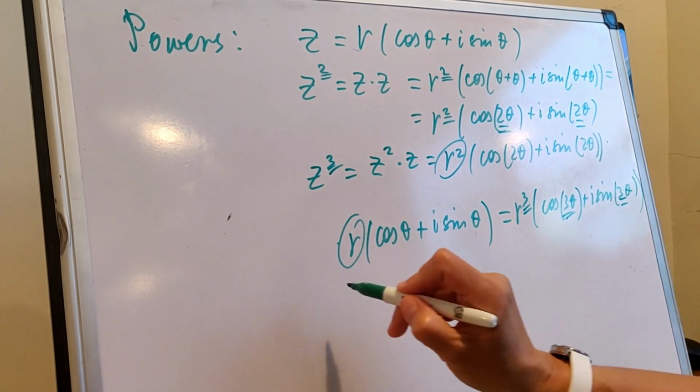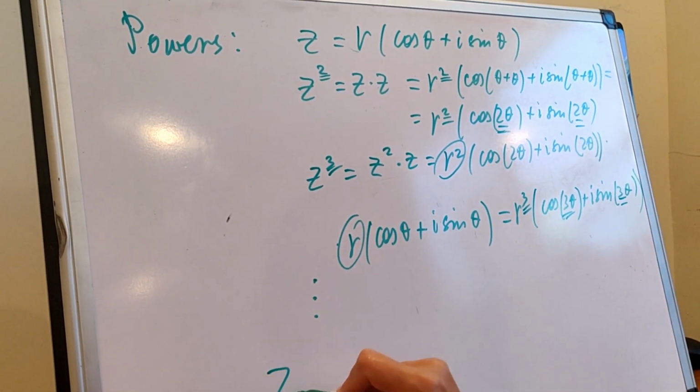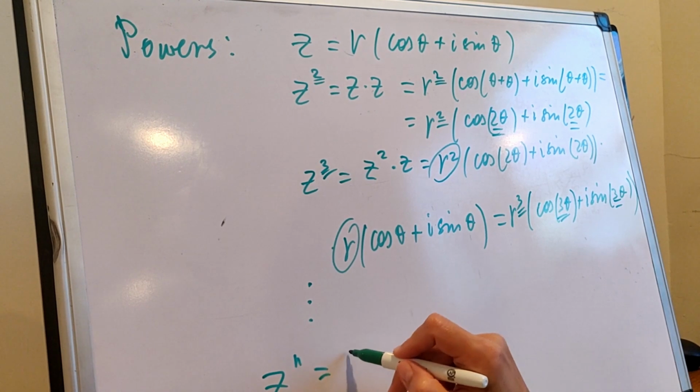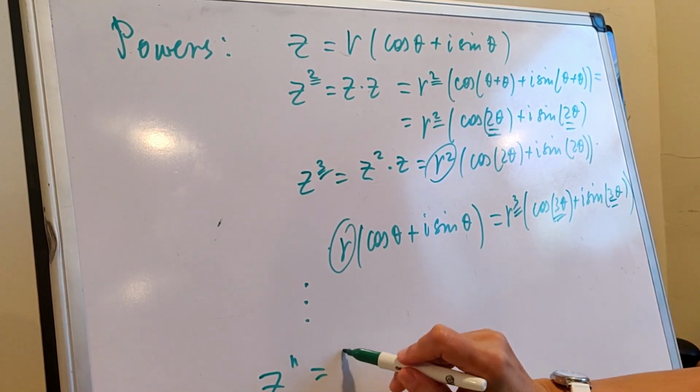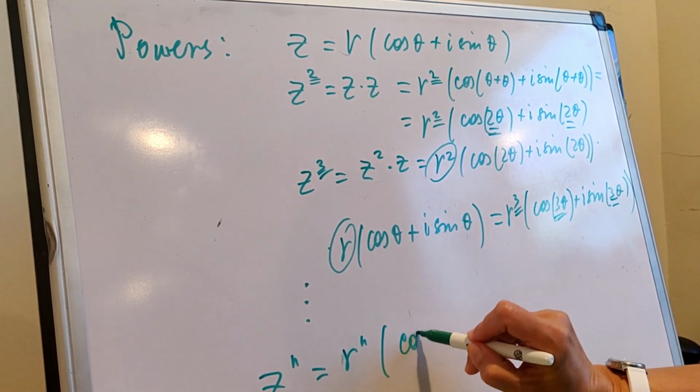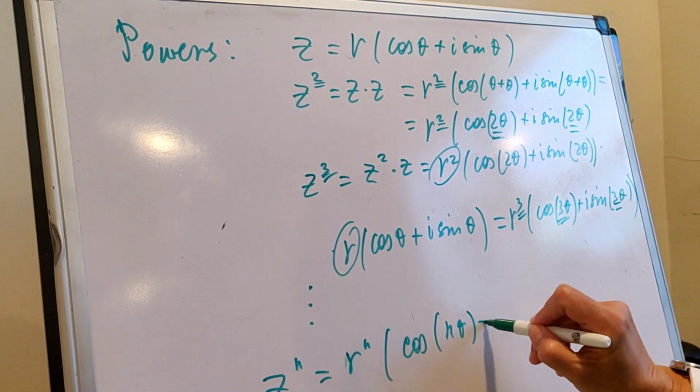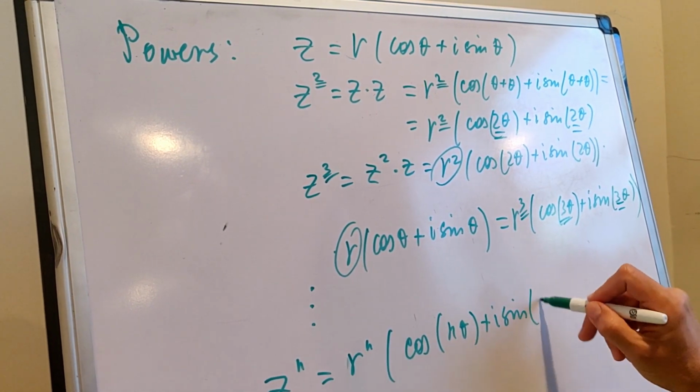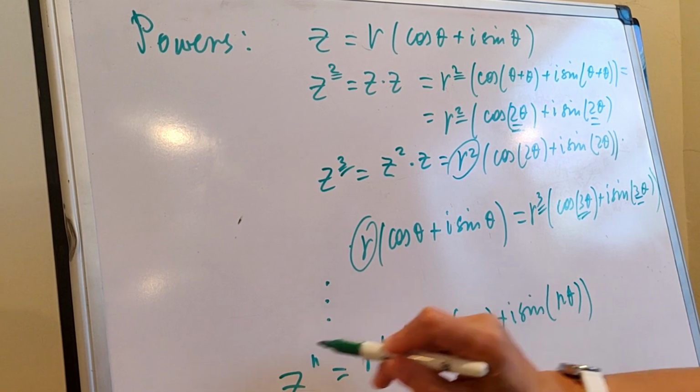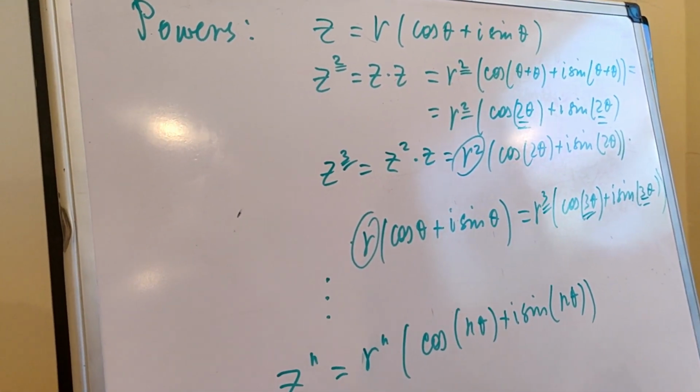Now, the general rule. Imagine that you did it n times. If you do it n times, you are going to get a similar formula, r to the power of n cosine of n theta plus i sine of n theta. This formula is called de Moivre's theorem.